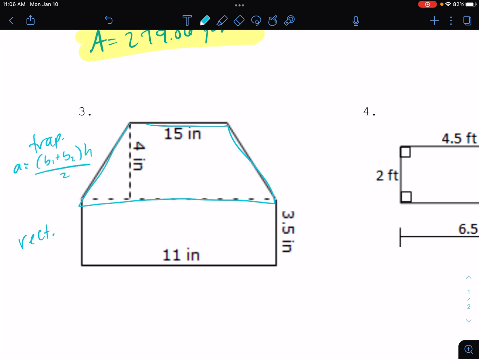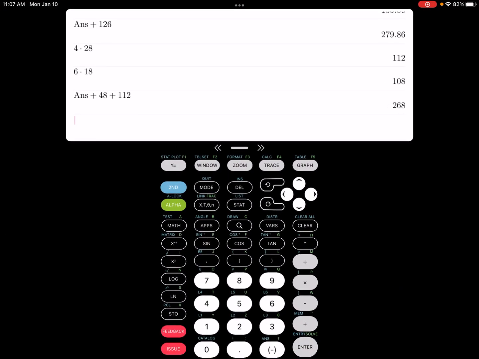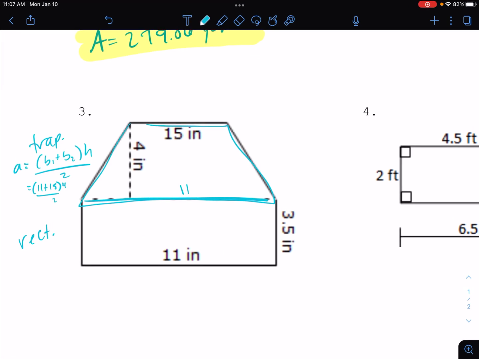Area of a trapezoid is base 1 plus base 2 times the height all over divide 2. So our two bases are 11 and 15. Our height is 4 divide 2. So 11 plus 15 is 26 times 2 is 50. I'm so sorry. I'm struggling. Let's just put in the calculator. 52. Okay, we're getting somewhere. So this is 52 inches squared.